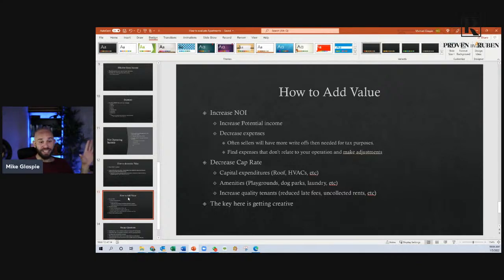All right, so that's increase the NOI. Pretty straightforward. The next one is decrease the cap rate. Because remember, lower cap rate means higher value. So we want to get that cap rate lower. Now, I just mentioned there is a market cap rate out there.